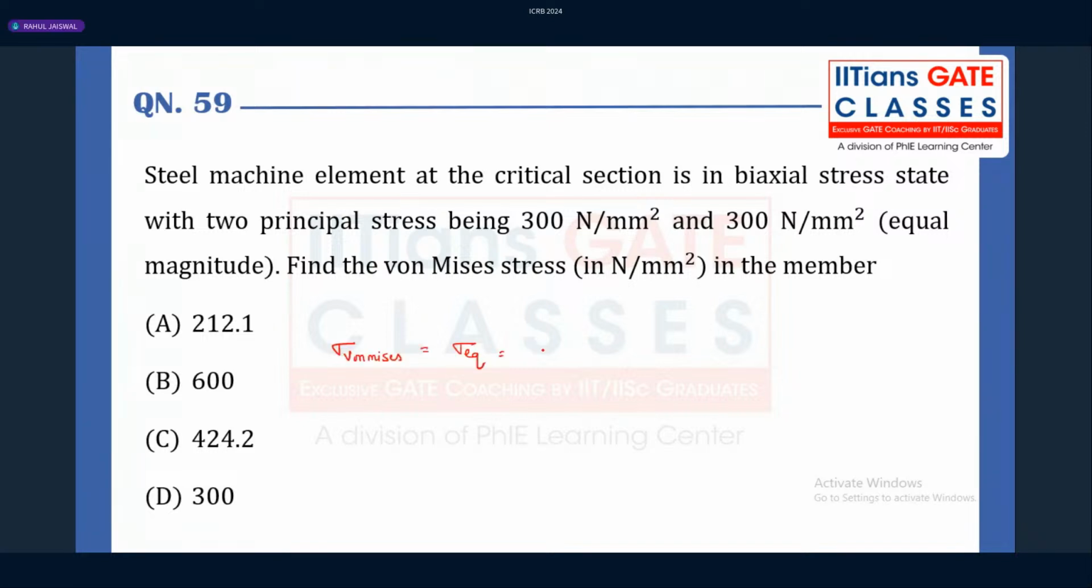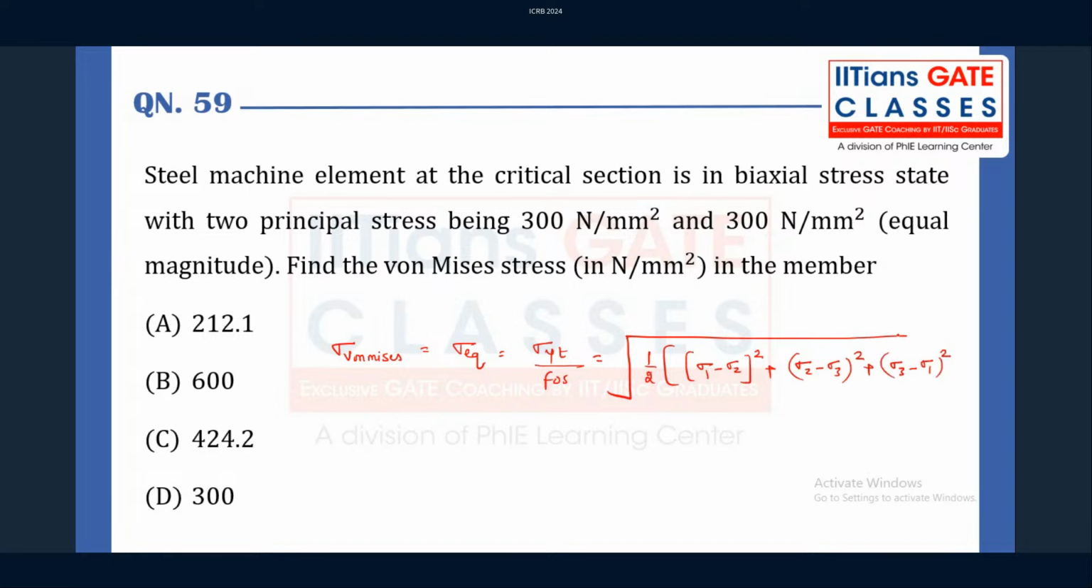We also call it sigma equivalent, which is equal to sigma yield divided by factor of safety. If you write down the complete formula, then you will write half of the expression. For biaxial, sigma 3 will be 0. What they have given: sigma 1 is 300 megapascal, and sigma 2 is also 300 megapascal. Both are principal stresses, and sigma 3 will be 0. If you put this into the formula, you get sigma 1 square plus sigma 2 square minus sigma 1 sigma 2.